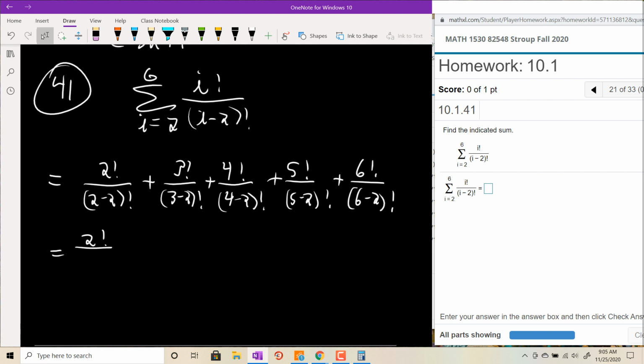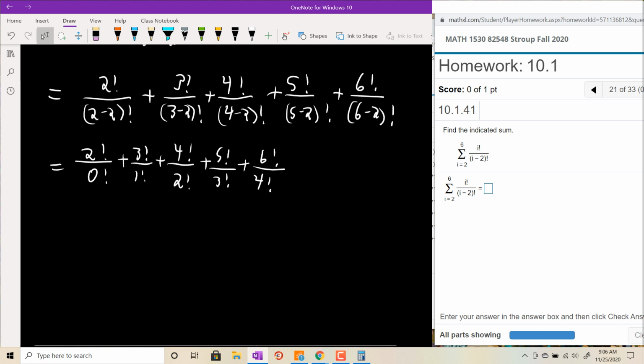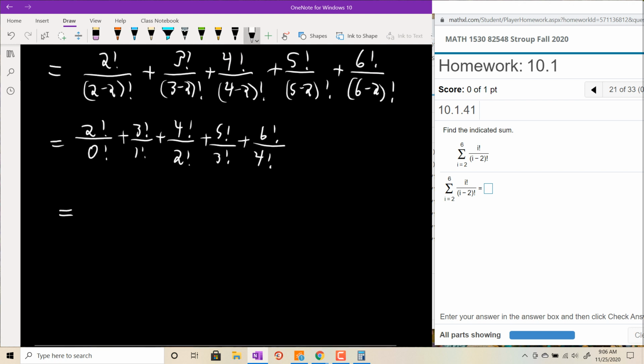So it's 2 factorial over 0 factorial, plus 3 factorial over 1 factorial, plus 4 factorial over 2 factorial, 5 factorial over 3 factorial, plus 6 factorial over 4 factorial. 2 factorial is 2, 0 factorial is 1, 2 divided by 1 is 2. 3 factorial is 3 times 2 times 1, which is 6. 1 factorial is 1, so it's just 6. And then for these, you could rewrite them recursively and then simplify.